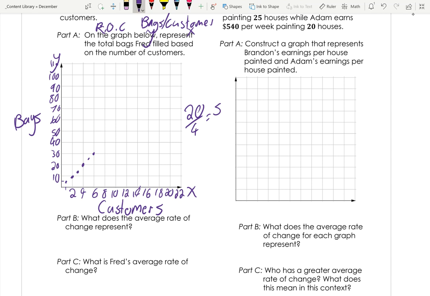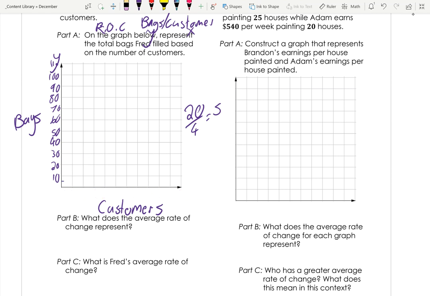So I'll just go by 2s here. So 8 would be 40 bags, 10 customers would be 50 bags. I might have been saying that backwards, I apologize. 12 customers would be 60, 14 would be 70, 16, 80, and so on. There's a line for my graph. Again, your line might look different. It depends on the way your axis is written.